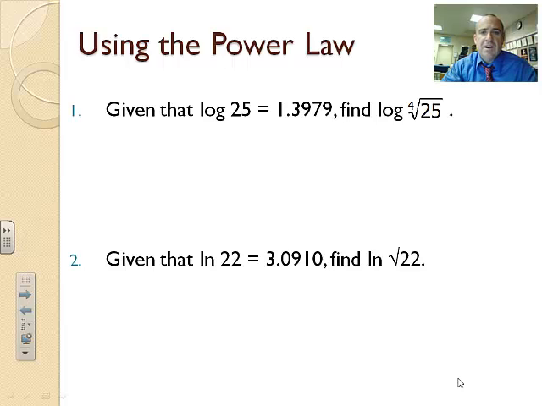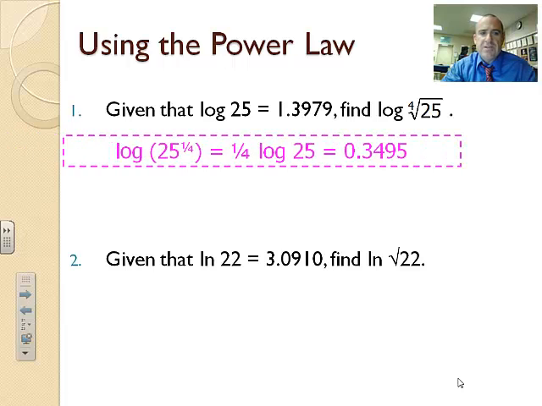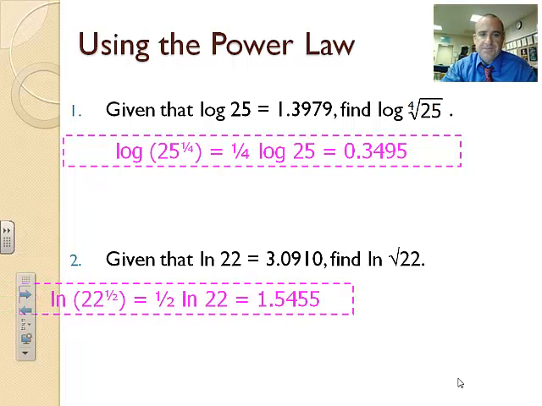So if we know the log of 25 is 1.3979, we want to find the log of the 4th root of 25. Well, we can rewrite the 4th root of 25 as 25 to the 1/4. Then we can bring the 1/4 in front, multiply 1/4 times the log of 25, which we knew is 1.3979, and bingo, bongo, boom, there's your answer.